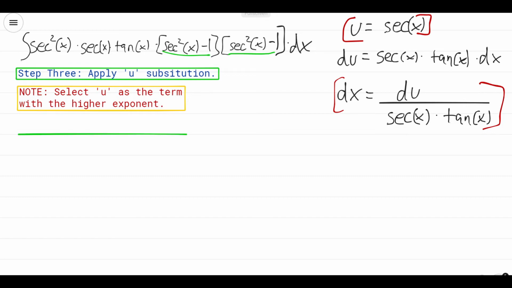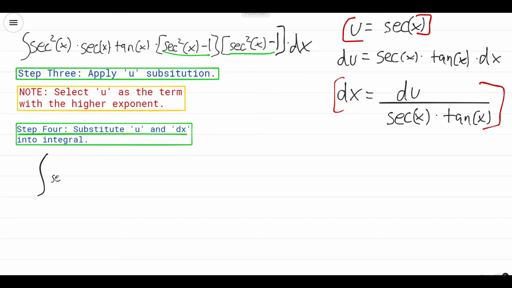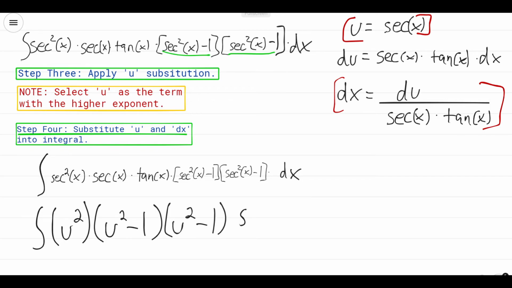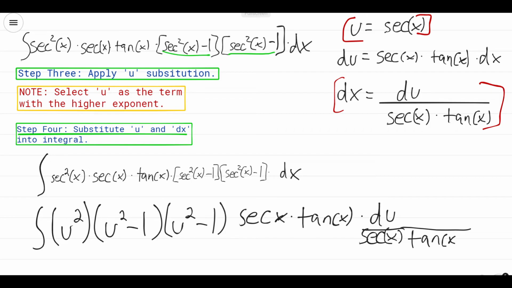So now I'm going to substitute the u and the dx back into the integral. That's why I put brackets around them. So we have secant squared x times secant times tangent x times secant squared x minus 1 times secant squared x minus 1 times dx. Now right here I'm going to do the substitution, so just try to follow along. So u squared times u squared minus 1 times u squared minus 1 times secant x times tangent x times dx, du over secant x times tangent x.